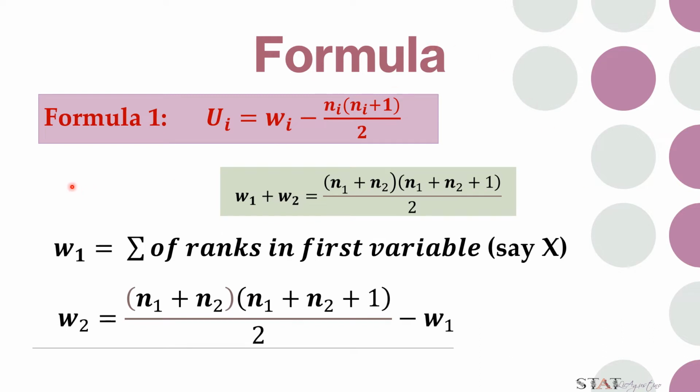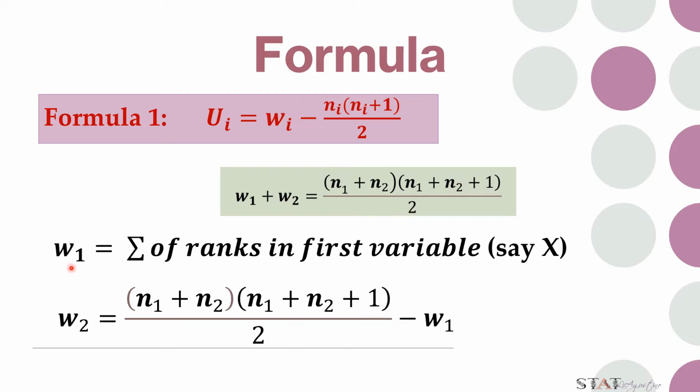And then here's our formula. For Formula 1, Ui, which can be U1 or U2, is equal to the Wilcoxon value, which could be W1 or W2, minus Ni, the sample size for group 1 or group 2, times Ni plus 1, over 2. So how can we compute the W1 or Wilcoxon value? W1 plus W2 is equal to N1, the sample size for group 1, plus N2, the sample size of group 2, multiplied by N1 plus N2 plus 1, divided by 2.